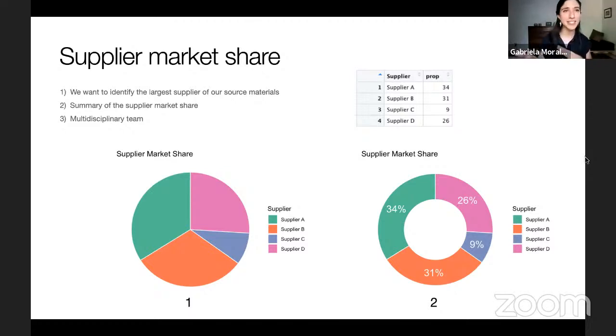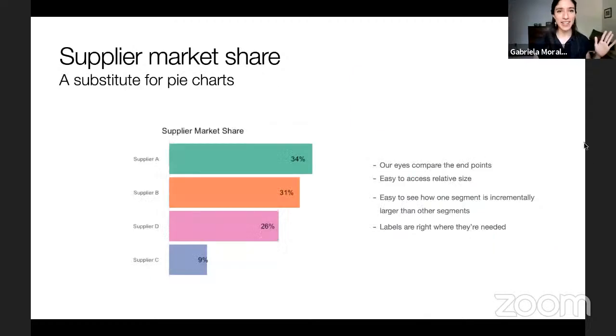So I'll show you an alternative. And it's really like, it will make you breathe. Look, it's just a simple bar chart. You can see actually which one's the biggest and what's the difference between the biggest and the second one and the third one and the little one. This supplier C looks like a third of the supplier D. Okay, this makes sense. I can compare the endpoints.